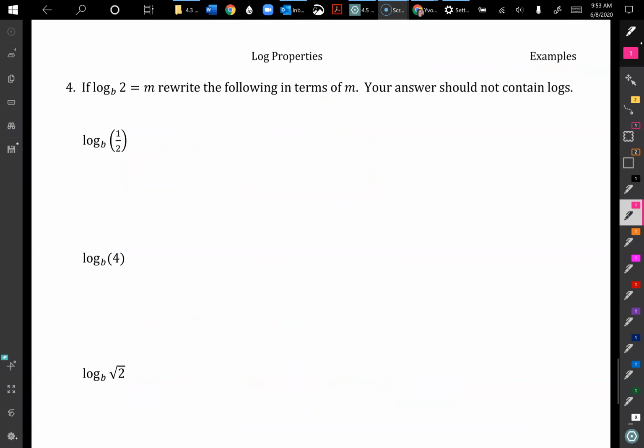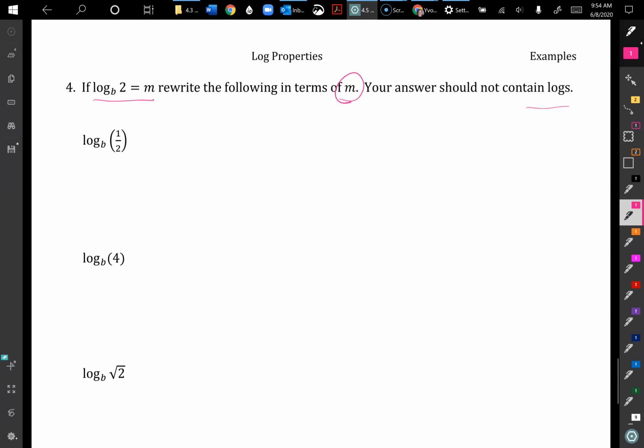Okay, one more page here. We have number 4. If log base b of 2 equals m, rewrite the following in terms of m. Your answer should not contain logs. So this is kind of like a puzzle type thing. And again, it's really to show you how we can manipulate things. We later use this for proofs or solving, and using that substitution that we might need to apply.